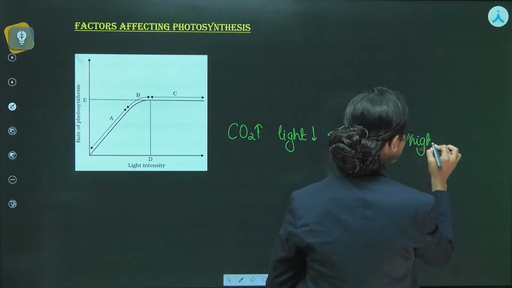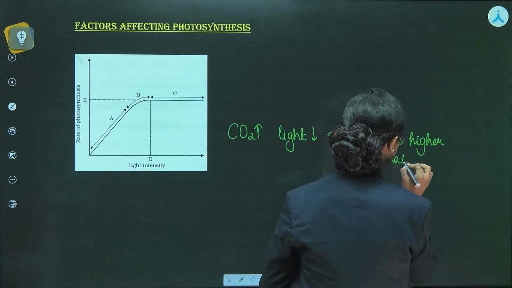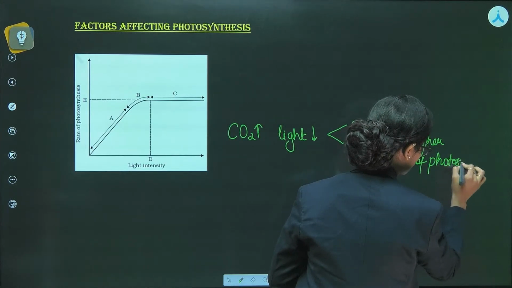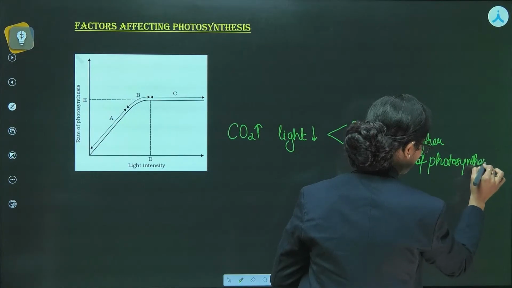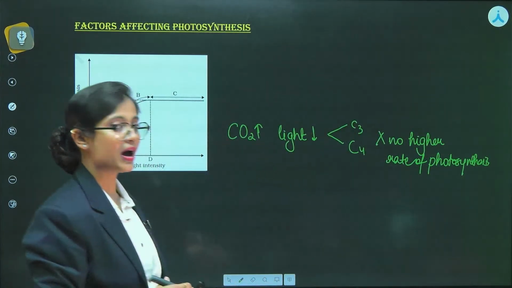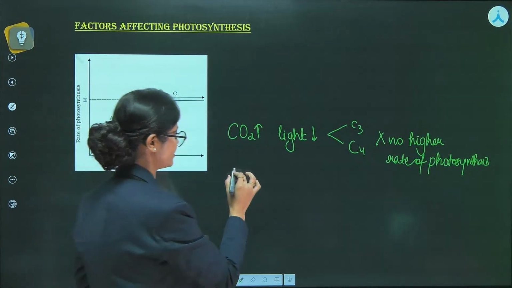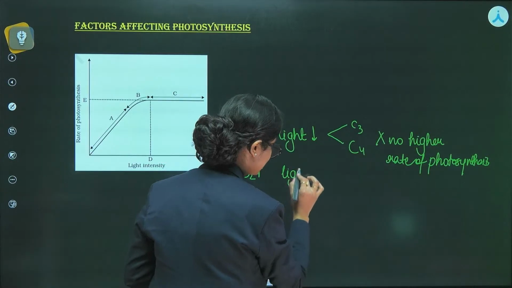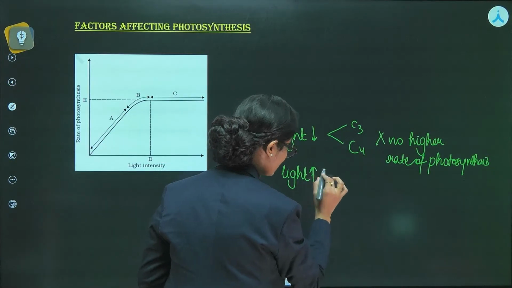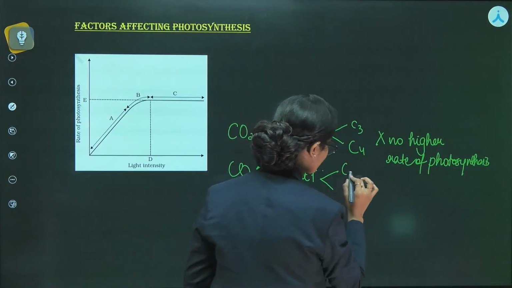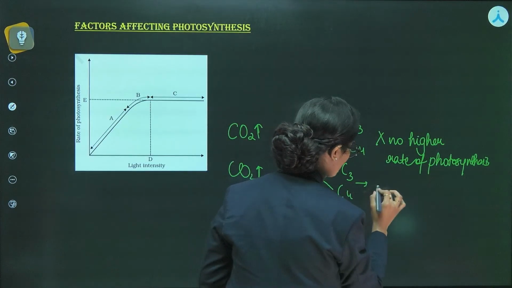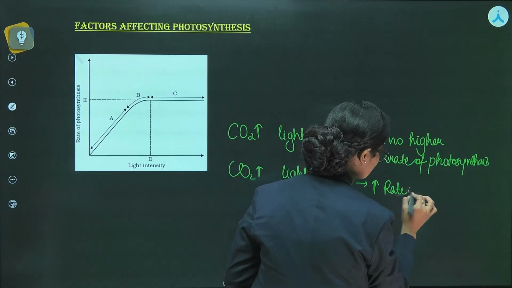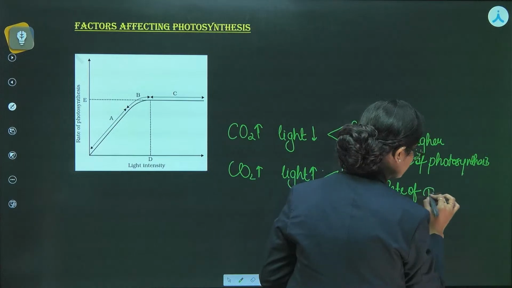No higher rate of photosynthesis. On the contrary, when the CO2 concentration is also higher along with high light intensity, then both C3 and C4 plants will respond and show a high rate of photosynthesis.